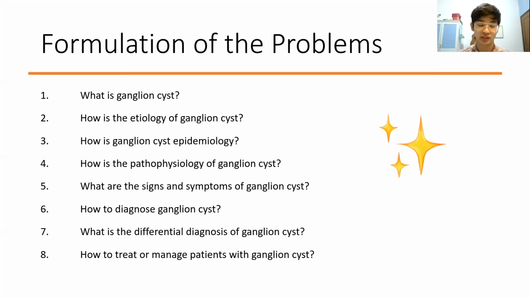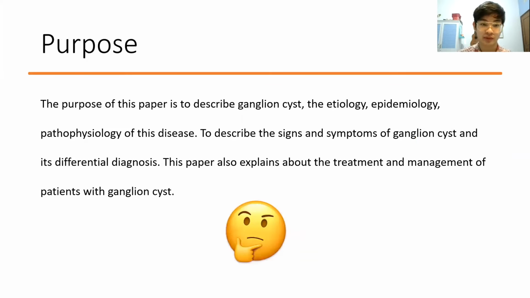patients with ganglion cyst. Next, the purpose of this paper is to describe ganglion cyst, the etiology, epidemiology, and pathophysiology of this disease. Also to describe the signs and symptoms of ganglion cyst and its differential diagnosis. This paper also explains about the treatment and management to treat patients with ganglion cyst.